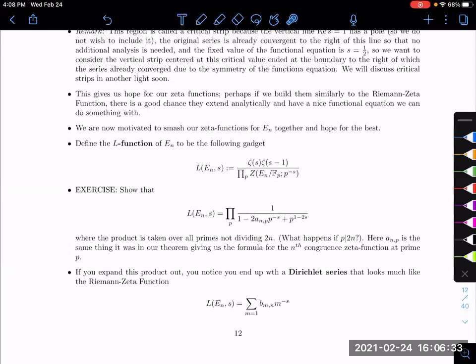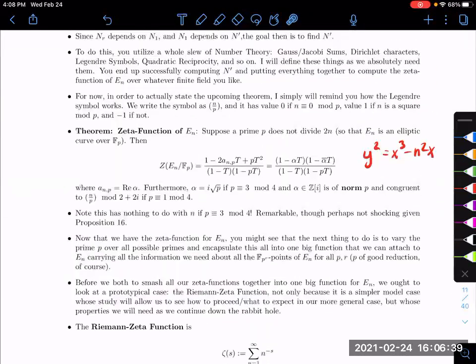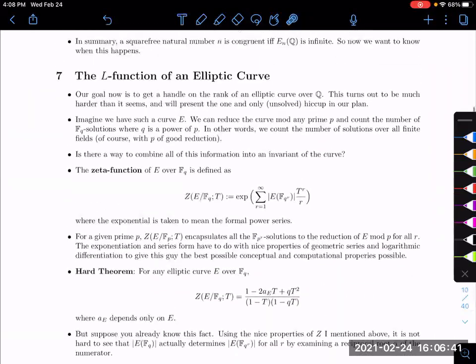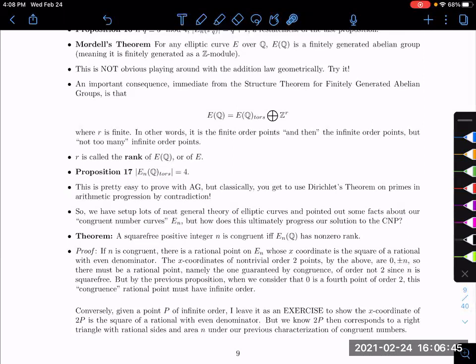The current state is we know the following. A square-free natural number n is congruent if and only if the rank of... where is it? Right here. A square-free positive integer n is congruent if and only if E_n(Q), which remember is the group of all rational solutions to E_n, has non-zero rank.